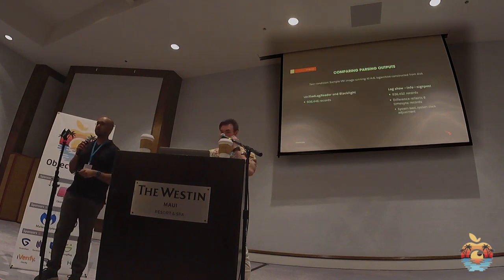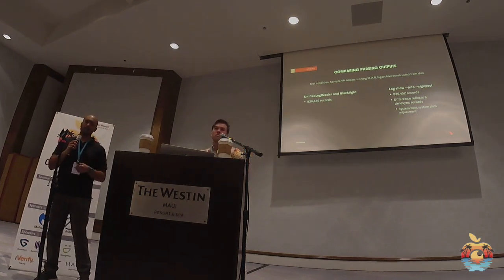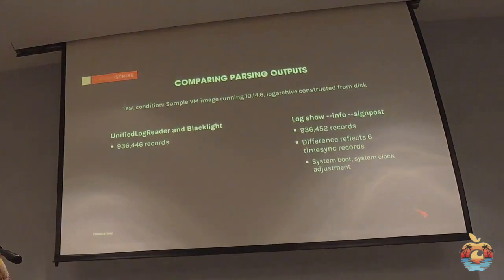So just comparing the parsing outputs, we wanted to do some validation on some of our test data. We ran a few cases in our test VMs on bare metal systems, just to make sure that all our different methods were parsing the data correctly. Generally, we're looking at Unified Log Reader and Blacklight. This is just from a test 10.15. This is a 10.14.6 VM that we tested on, reconstructed log archive from the disk directories, and created a .logarchive file. So we got the same results from Unified Log Reader and from Blacklight. The data we expected to be there was there.